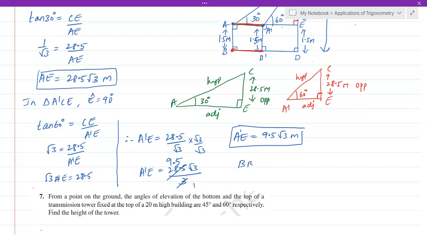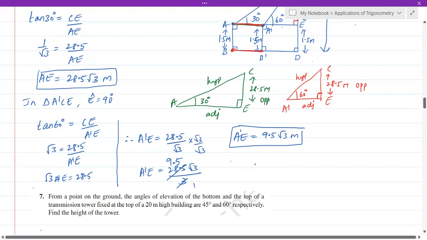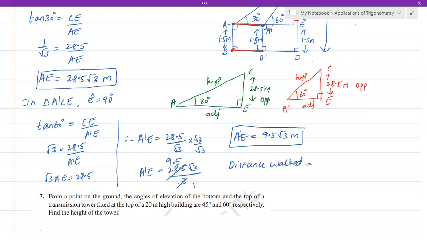What we need is BB dash. So the distance walked is actually equal to BB dash. Using the rectangle property, it is equal to AA dash. But AA dash can be found by subtracting AE and A dash E, isn't it? So AE is how much? 28.5 root 3. And A dash E is 9.5 root 3. So if you simplify it, you get 19 root 3. So 19 root 3 will be the answer. That is the distance walked by the boy, 19 root 3 meters.